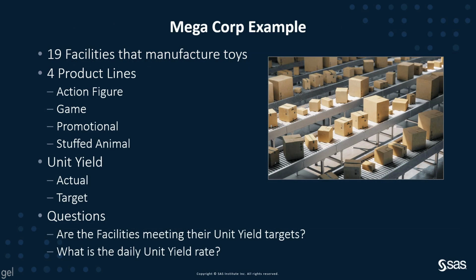I will be using the Megacorp data for my examples. It has 19 facilities that manufacture toys across 4 product lines: action figure, game, promotional, and stuffed animal. We have the measures unit yield actual and unit yield target in our data. Two of the questions I will use to drive today's examples are: 1. Are the facilities meeting their unit yield targets? And 2. What is the daily unit yield rate?